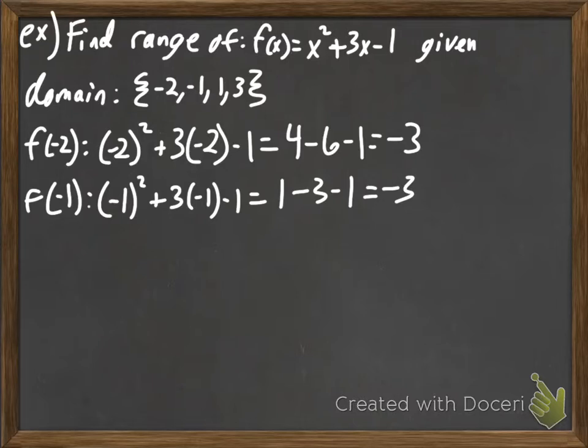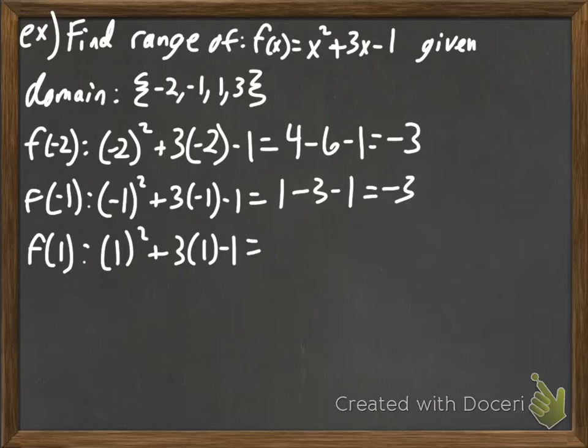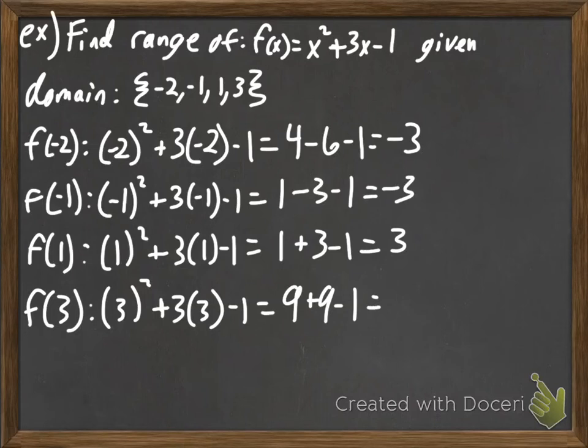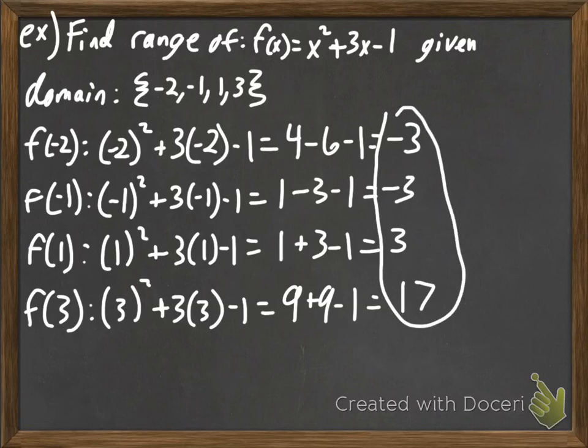So now we take f of 1, so 1 squared plus 3 times 1 minus 1, so we'll get 1 plus 3 minus 1, that gives us positive 3. And now we're going to do f of positive 3, and we get 3 squared plus 3 times 3 minus 1, which gives us 9 plus 9 minus 1, which is 17. So these are our range values for that given domain.